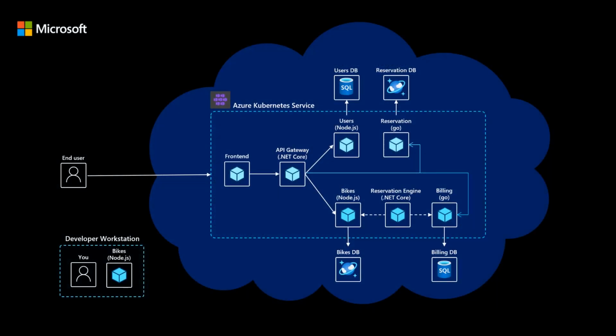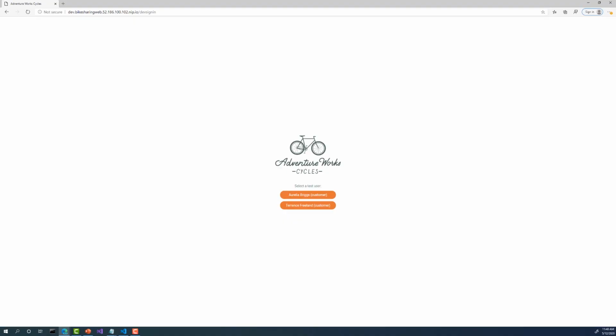My operations team has set me up with my own private instance of the application running in my own namespace, so I'm free to troubleshoot without impacting my teammates. Let's start off by trying to reproduce the bug. Alright, so here we are on the home page of the bike renting application that's running in AKS. I'll start off by signing in.